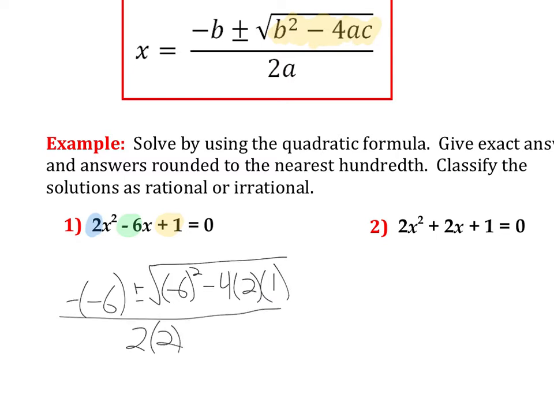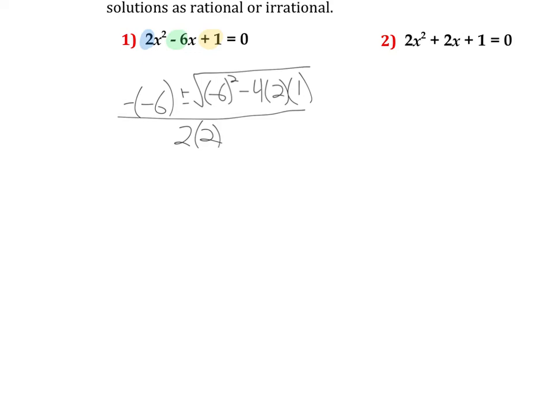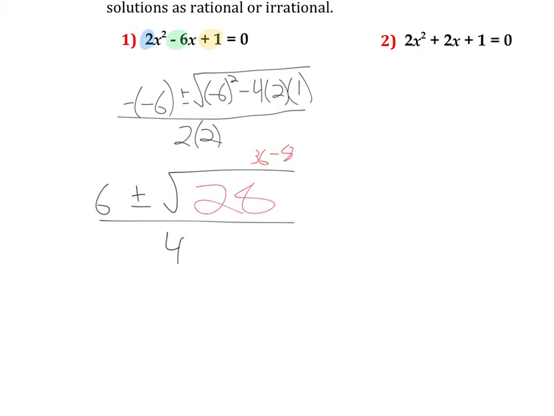All right, so now let's clean things up. Me personally, I like to start off with the opposite of b and the 2a, just because that's real fast mental math stuff. Opposite of negative 6 is positive 6. Down below, 2 times 2, that's 4. The stuff under the radical is what might take a little bit of time. So I've got negative 6 squared, that would be a positive 36, minus 4 times 2 times 1 is 8. So 36 minus 8, that's 28.